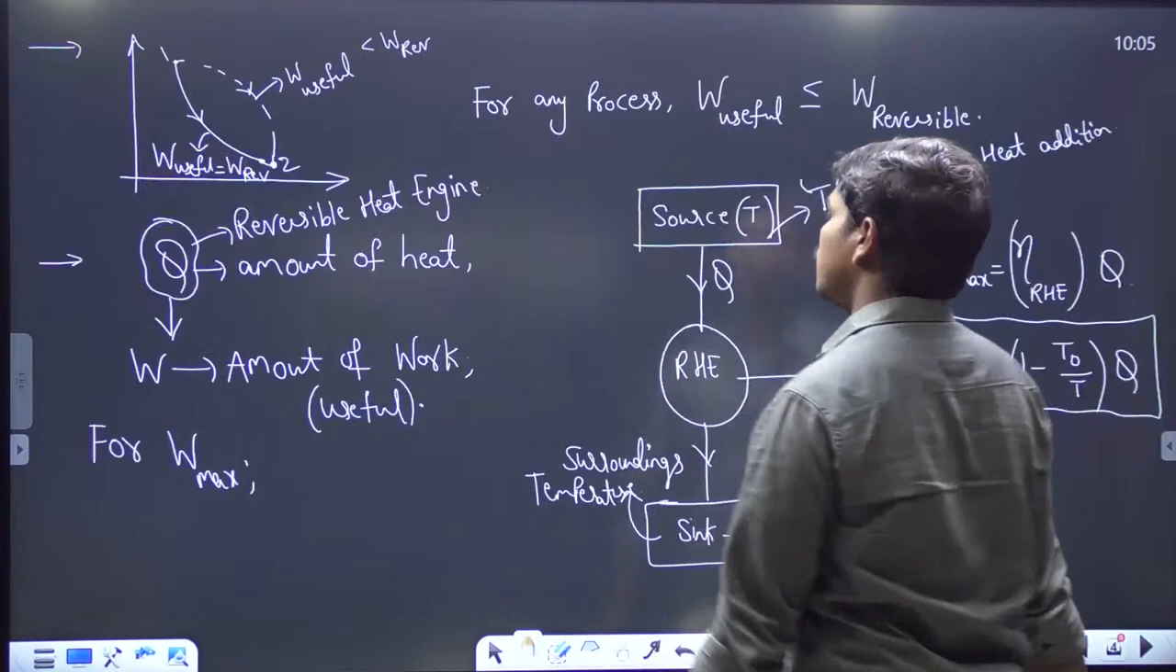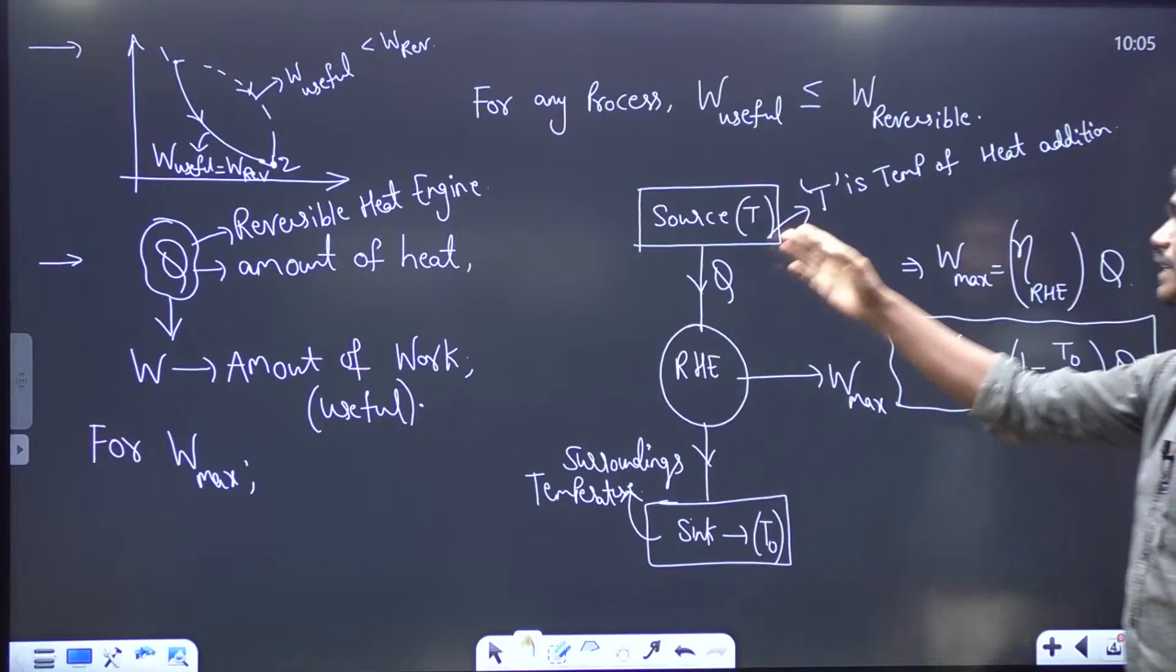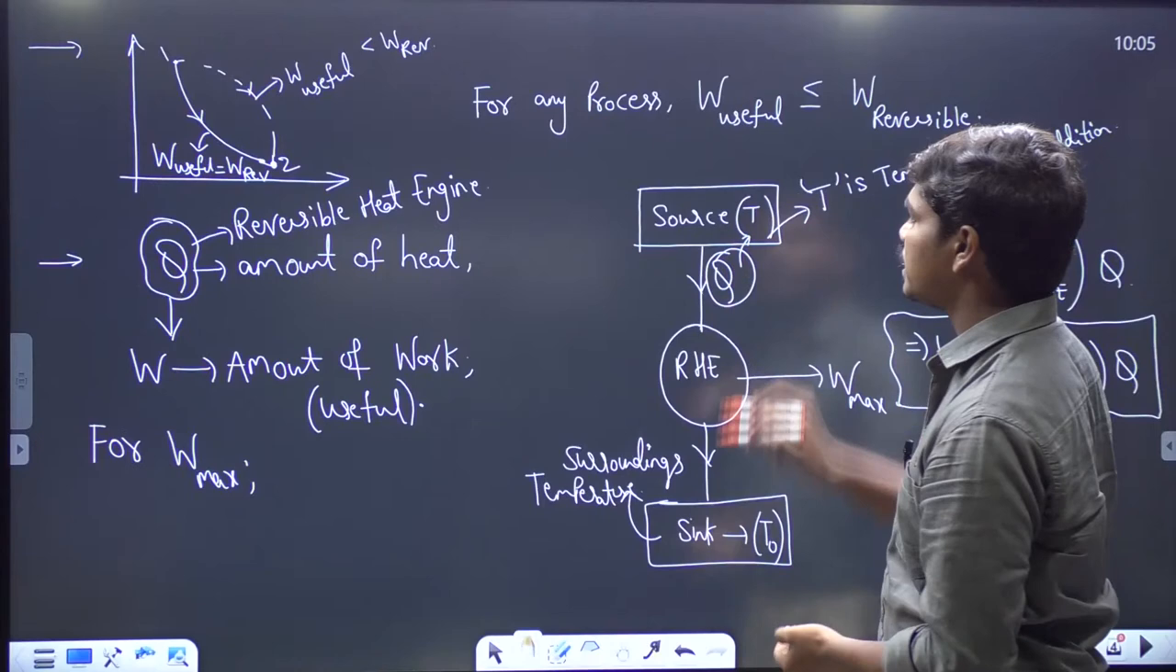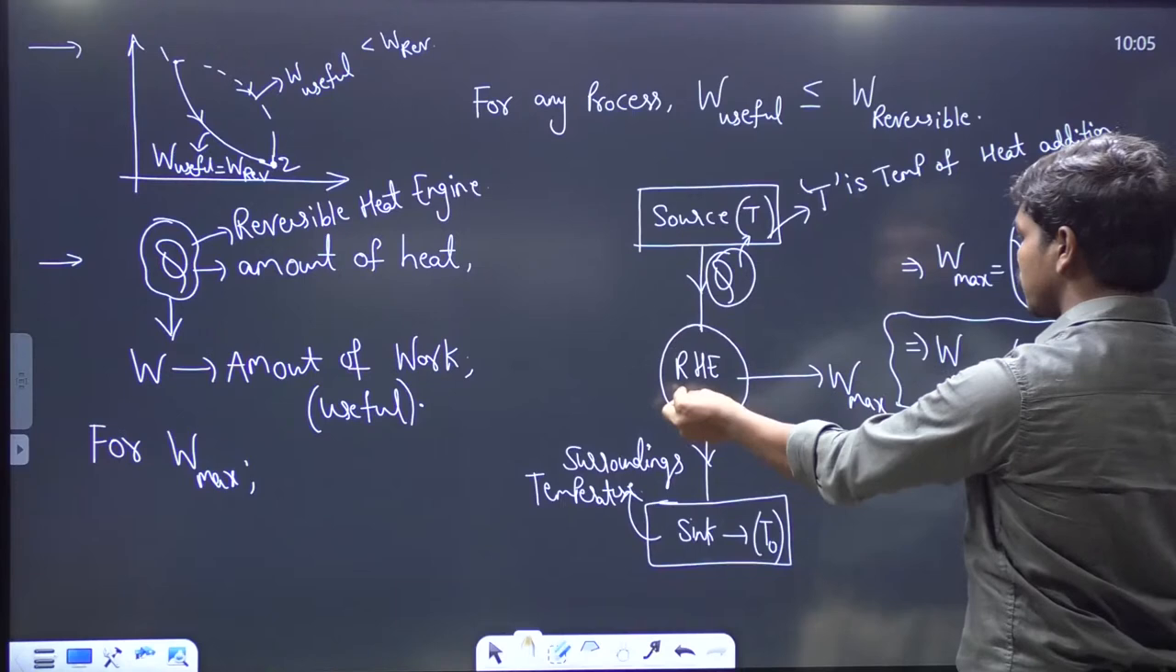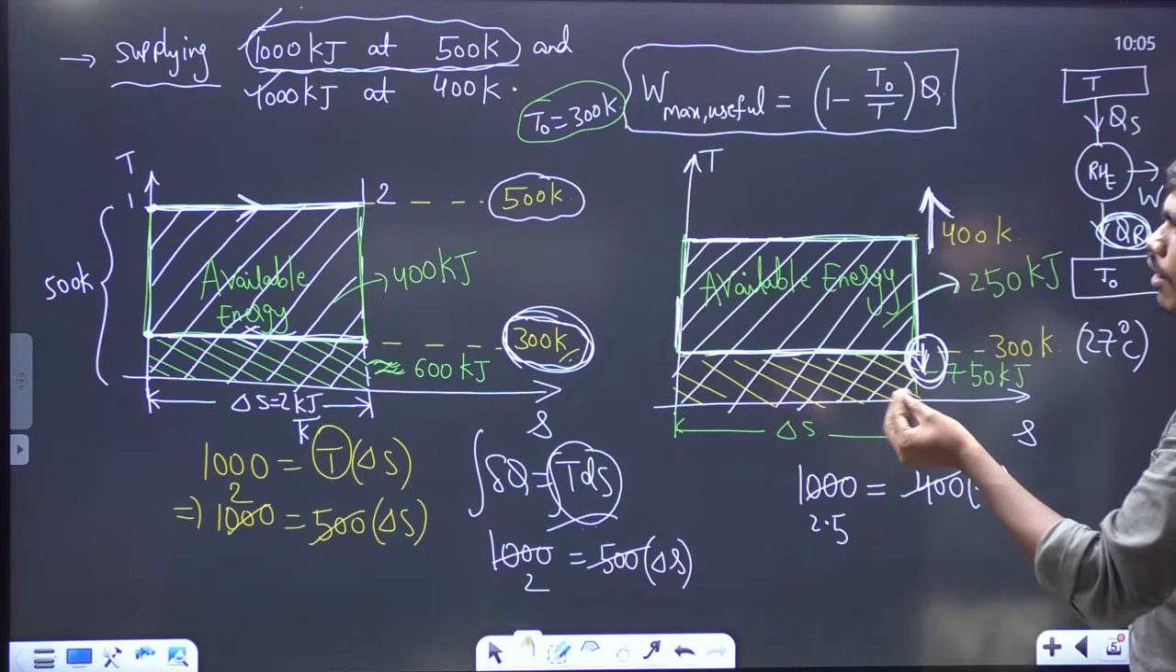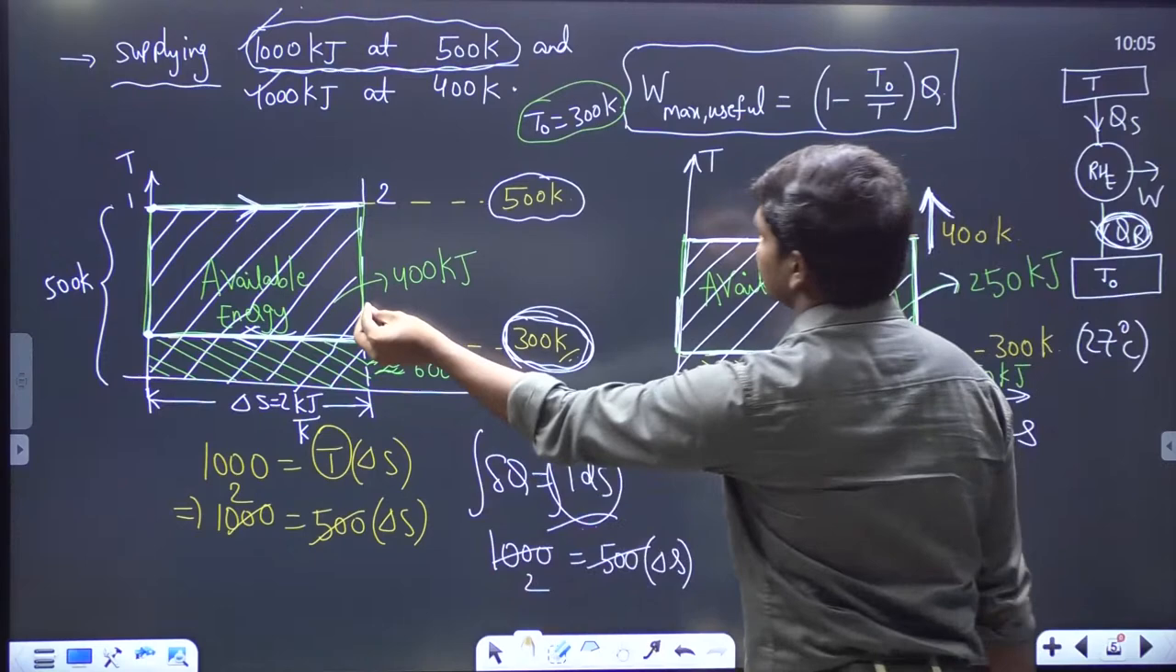Then we saw the maximum amount of work that you can get from a heat engine operating with heat Q at a temperature T. If there is some heat at temperature T, we can get maximum work out of it if we give this heat to a reversible heat engine. This is the expression we saw in yesterday's class. We have seen that heat addition at higher temperatures gives more advantage, because the available energy is more in such cases.